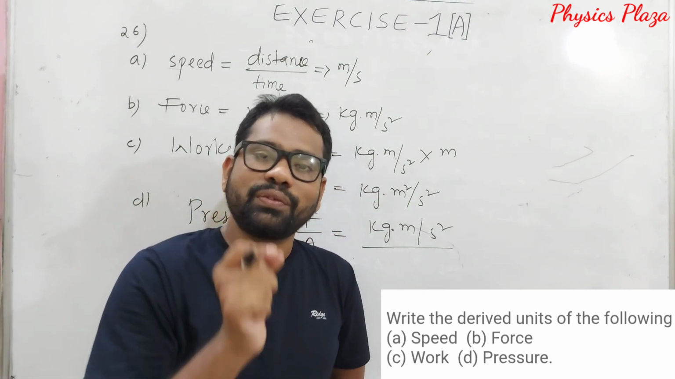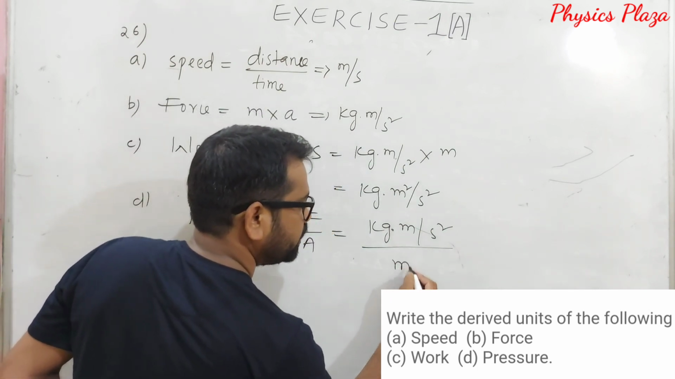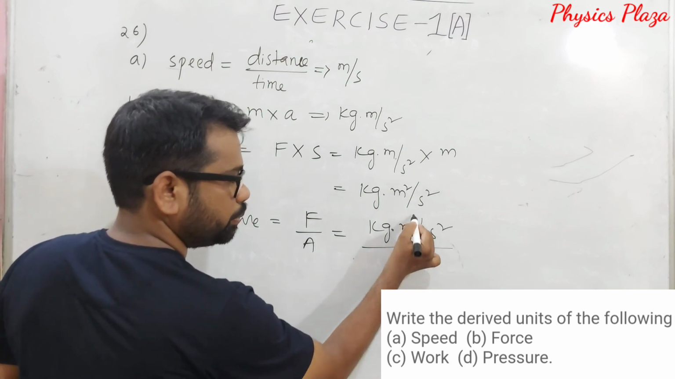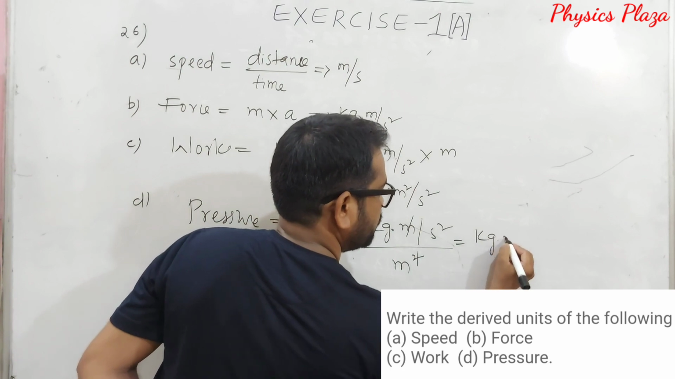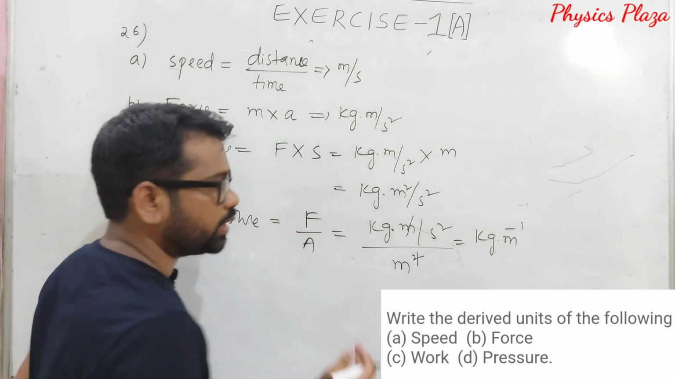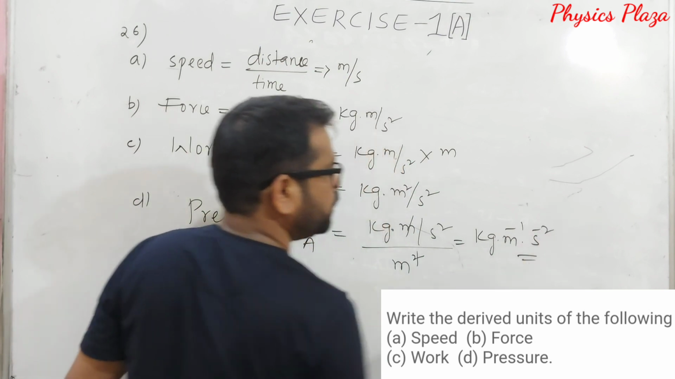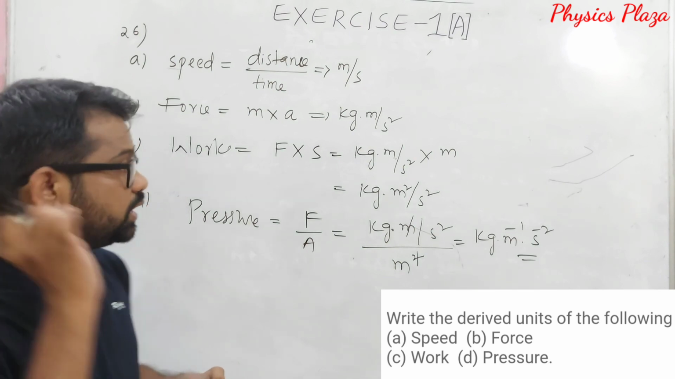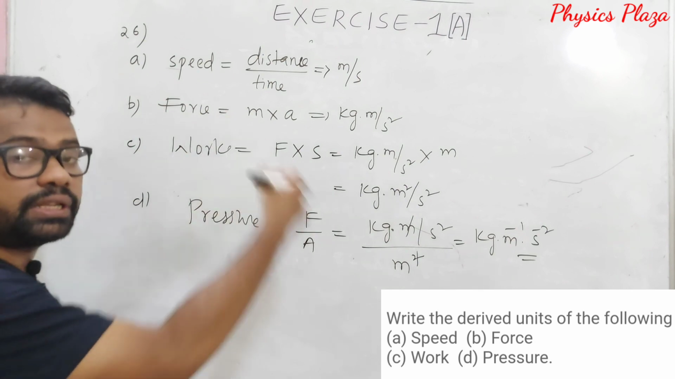So, what is the SI unit of area, children? It is meter square. So here the square meter gets cancelled, and we will get kg meter inverse. This can be taken to the numerator. M minus 1 it will become, and S minus 2. So, kg M minus 1 S minus 2. This is the SI unit of pressure, a derived unit.